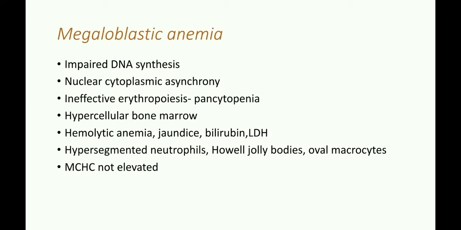So in this megaloblastic anemia, what we usually observe in the peripheral smear is hypersegmented neutrophils, Howell-Jolly bodies and oval macrocytes. And one important thing to note is that MCHC is not elevated here. That means MCHC is normal. The mean corpuscular hemoglobin concentration is normal here. That is because the hemoglobin is increasing proportionately to the increase in volume of RBC. Therefore, MCHC is normal.